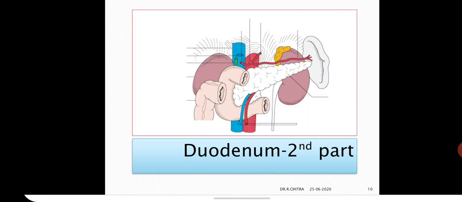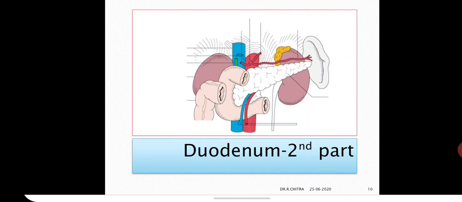Now in the same image, try to see the third part of the duodenum. What are the structures passing in front of the third part of the duodenum? One artery and one vein, which we have learnt already in the superior mesenteric vessels class. So they are running in front of the uncinate process of the pancreas and the third part of the duodenum. So they will form the anterior relations.